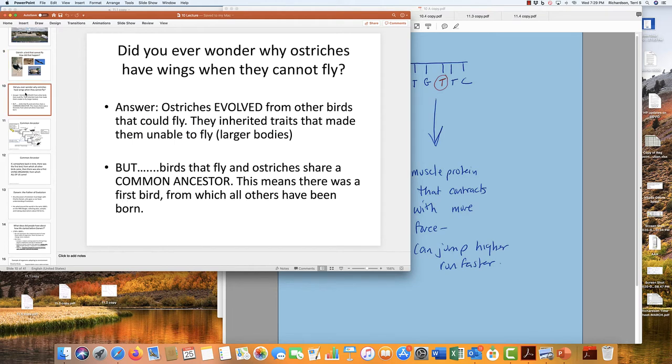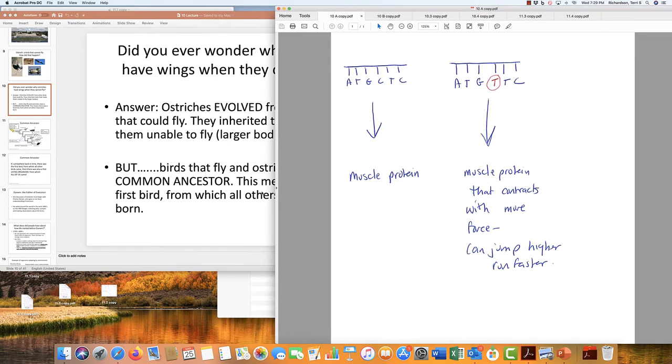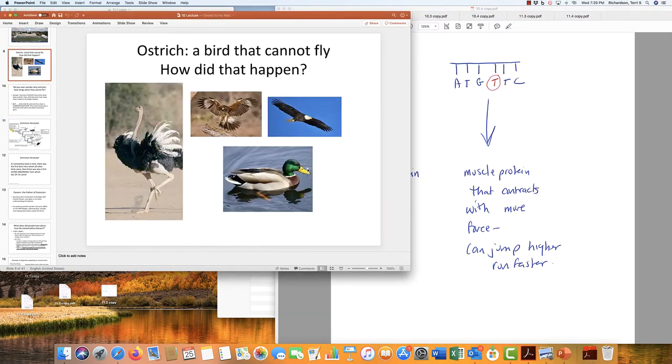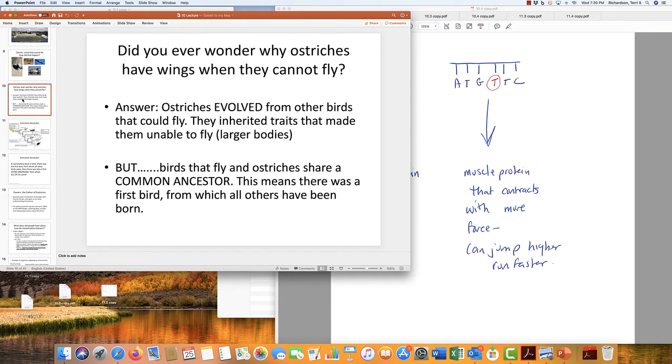Well, that's because ostriches evolved from birds that could fly. But over time, going back to the idea of gene mutations, gene mutations occurred in some birds, not all birds, but some birds, that led to larger bodies, heavier bodies. Because even your genes dictate what your body looks like. What color is your head? How big, what do your feet look like? Are they flippers or are they claws? That's all determined by genes. So the ostrich is a bird that cannot fly that evolved over time because of gene mutations that changed its body. It evolved from birds that could fly.